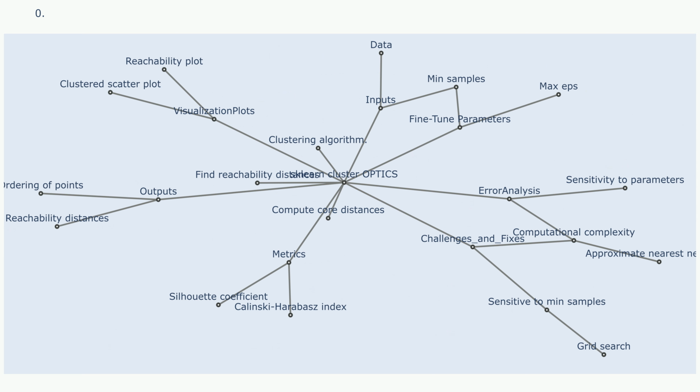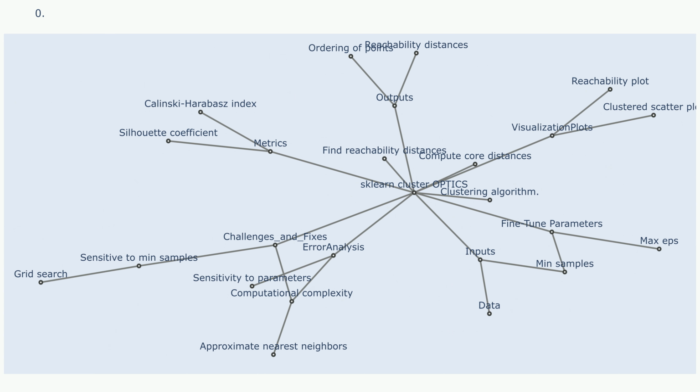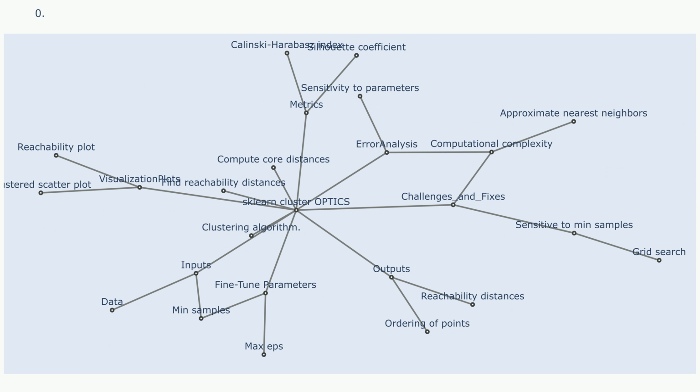Challenges and fixes: sensitive to min_samples. Use domain knowledge or visualization to estimate appropriate values for min_samples. Perform grid search or other parameter tuning techniques to find optimal values. Computational complexity: can be computationally expensive for large datasets. Consider using approximation methods or faster implementations of the algorithm.